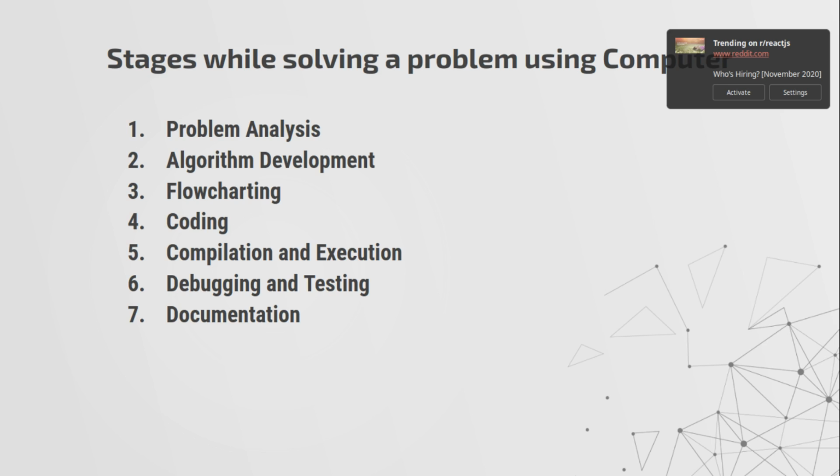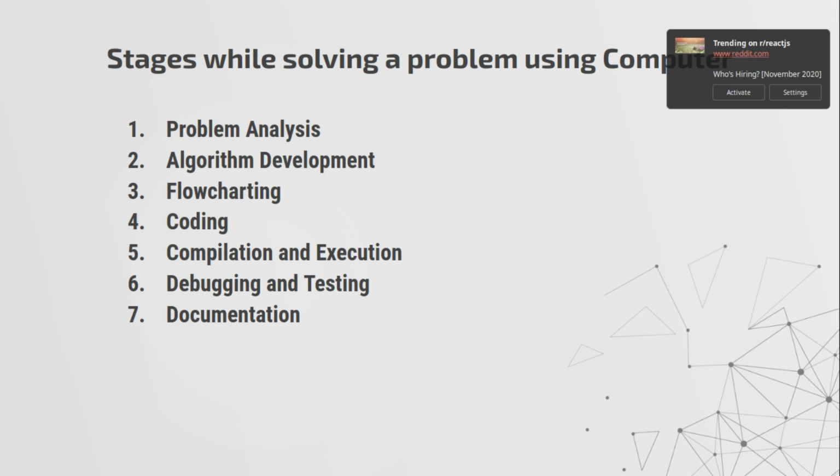So basically, the steps involved in problem solving using a computer are: first, problem analysis. Second, algorithm development. Algorithm development and flowcharting are similar kinds of things, but the representations are different. A flowchart is a diagrammatic representation of an algorithm, and an algorithm is a sequence of steps that takes some inputs, produces certain results, and terminates. At the end of the execution of the algorithm, it should produce some result, and it should be finite. The next step is coding.